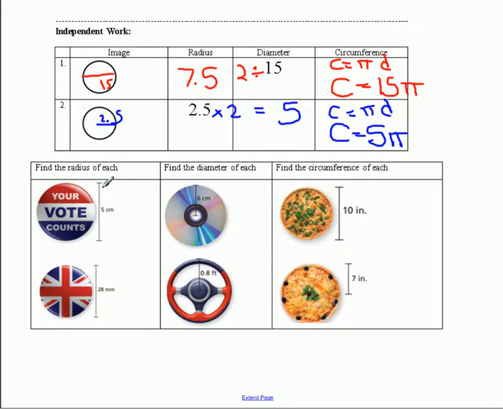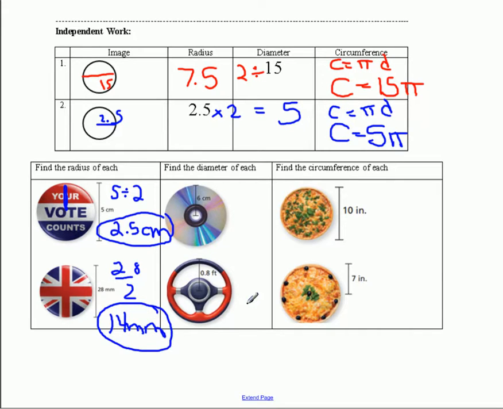Find the radius, which means this dimension that they gave you is the diameter. So I have to take 5 and cut it in half to get that little radius right there. So 5 divided by 2. Oh, you should know that. That should look familiar. 2.5 centimeters. That's the answer to the first one. I cut it in half. Same thing with 28. I'm going to take 28, cut it in half, and I'm going to get 14 millimeters. Sorry for the terrible handwriting.